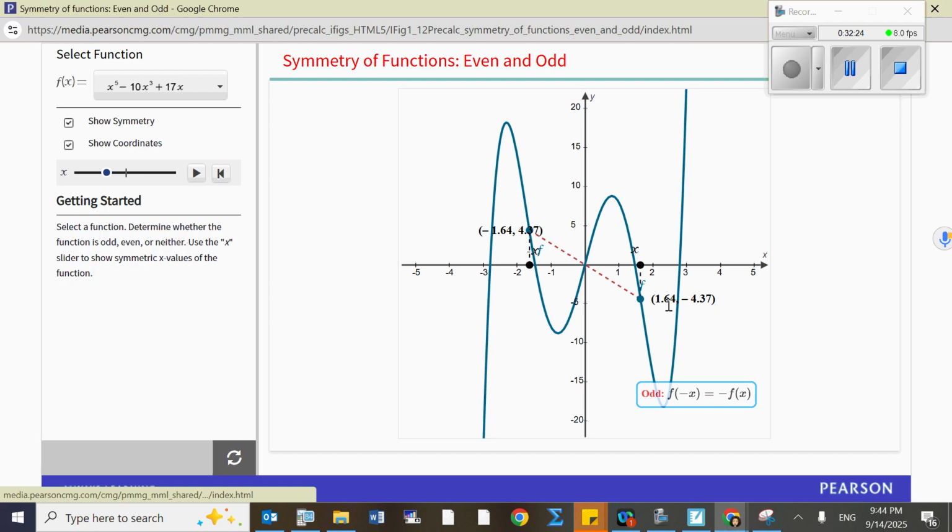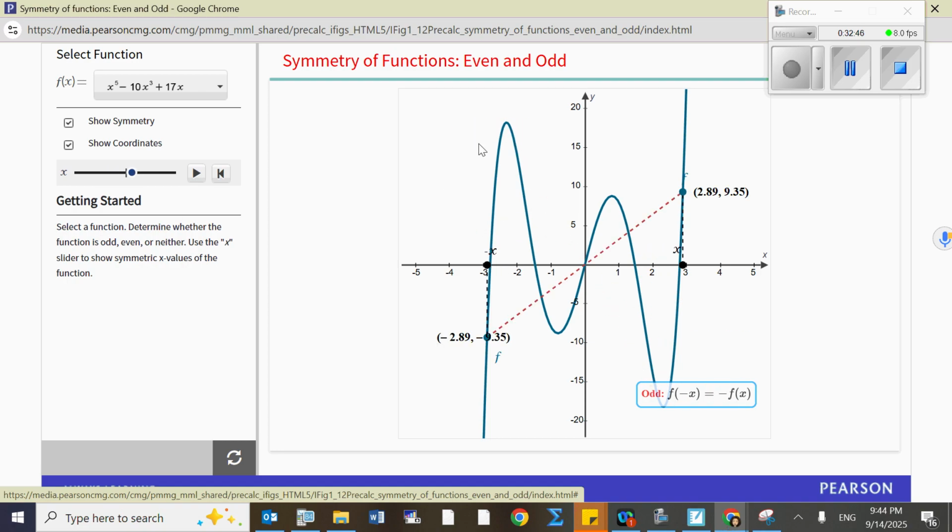So here right now, x is 1.64 and y is negative 4.37. The other point on the other side is negative 1.64 and positive 4.37. So you see, this is positive, this one is negative. On the other side, x is negative, y is positive with the same value. Now let me just go somewhere else here. 2.89, 9.35. On the other side, I have negative 2.89 and negative 9.37. So both these values have opposite sign on this side. And the same is for any other point that you compare here.